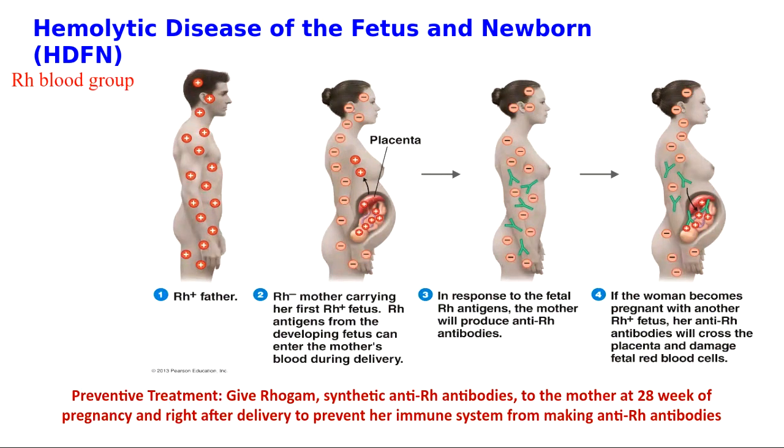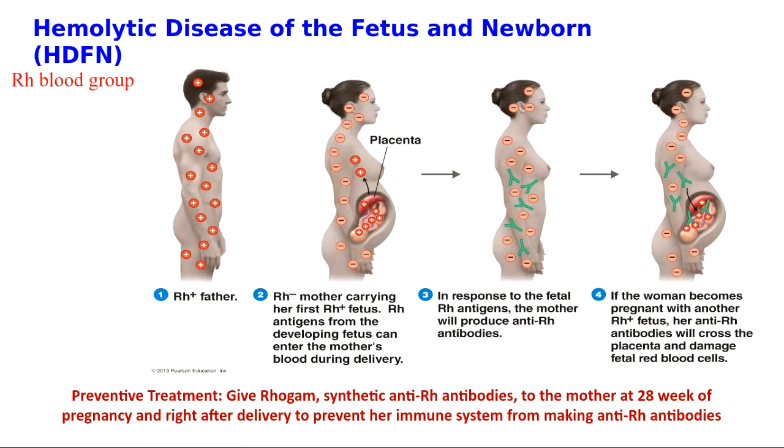So the father is Rh positive. That means that his red blood cells have the D antigen, right? And if we have a mother-to-be who gets pregnant from this Rh positive guy, if she is Rh negative and they come together and make a baby, there's a 50-50 chance that the baby, the fetus, might be Rh positive, have the D antigen, or be Rh negative, not have the D antigen.